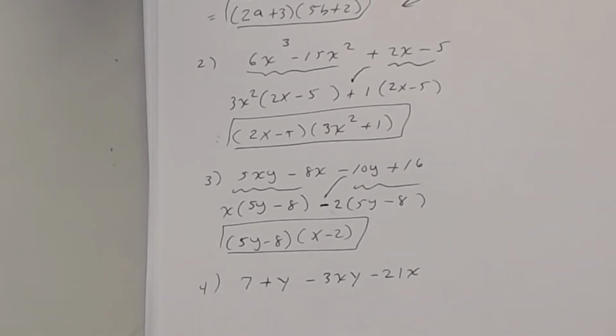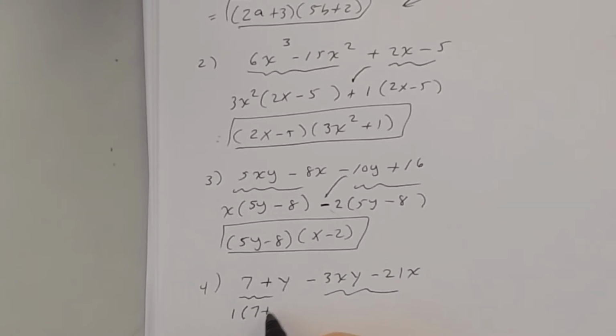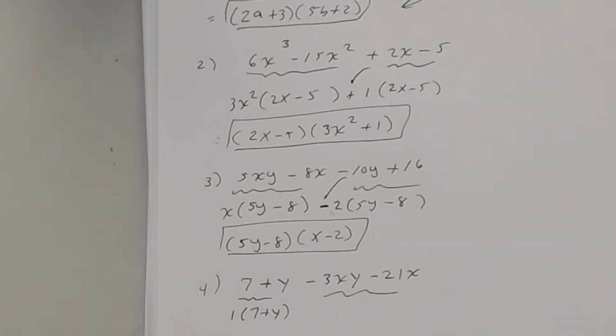Besides 1, is there a GCF other than 1? Does 3 go into all of them? No, the GCF is 1. How many terms do you see? 4. We'll group the first 2 and the last 2. Let's talk about the first group. What's the GCF of the first group? 1. So you're going to write it as what, though? 1 times 7 plus y. Don't forget, put the 1 there. You're going to need it.